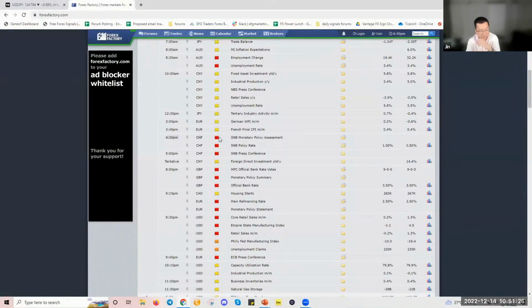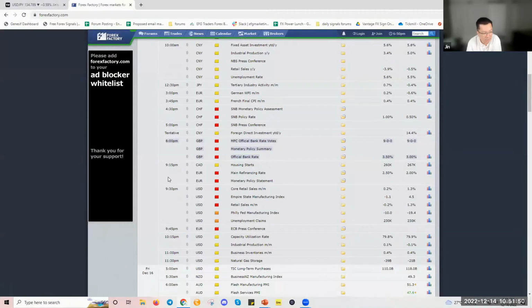And then at 4:30, we do have the Swiss National Bank with the interest rate decision, 0.5 to a 1%. Again, another 50 basis point rate hike expected. 8 p.m. tomorrow, GMT plus 8, Bank of England for the UK expected to increase interest rates from 3 to 3.5. And then lastly, at 9:15, we're looking at the ECB, the European Central Bank, looking to take interest rates higher again from a 2% to a 2.5%, another 50 basis point rate hike.